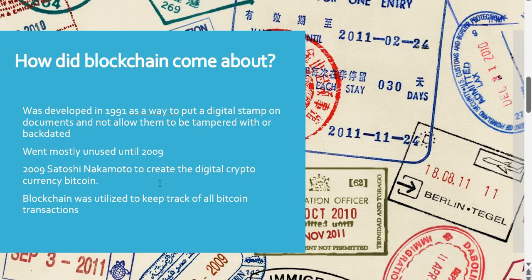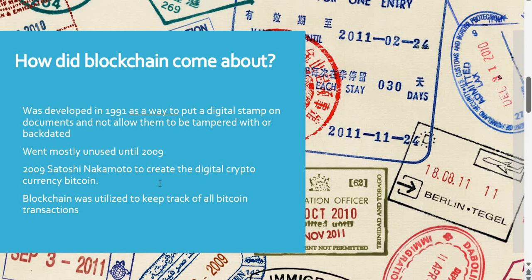So blockchain was developed in 1991 as a way to put a digital stamp on documents, and it was a way to not allow these documents to be tampered with or backdated. Now if you want to have a record of a document, you may go to a notary, have the notary stamp it, have the notary date it, and that's a record of the document. But in order to do this digitally, blockchain was put together to put a digital stamp on the document and not allow these things to be tampered with or backdated, and allow the integrity of the document to stay in place. So this technology went largely unused until 2009.